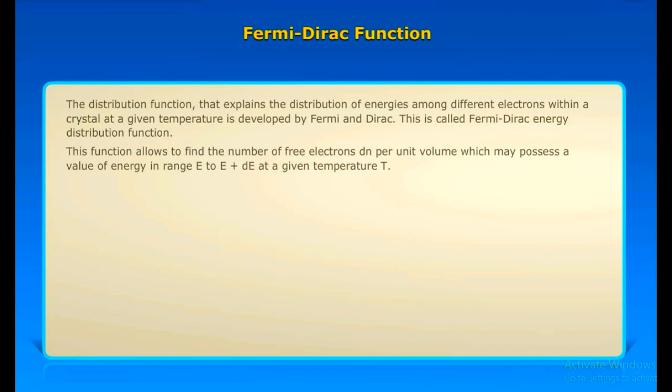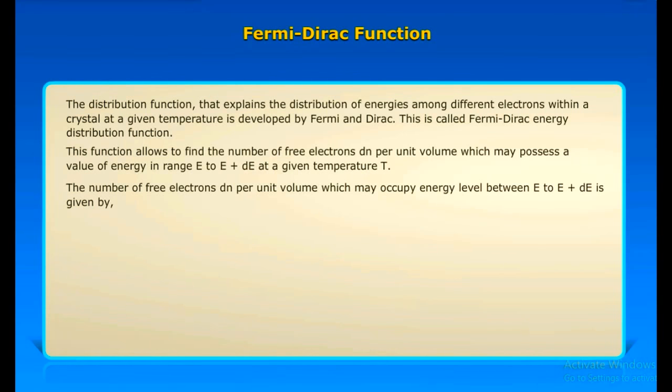Fermi-Dirac function. The distribution function that explains the distribution of energies among different electrons within a crystal at a given temperature was developed by Fermi and Dirac. This is called the Fermi-Dirac energy distribution function. This function allows us to find the number of free electrons dn per unit volume which may possess a value of energy in range E to E plus dE at a given temperature T.